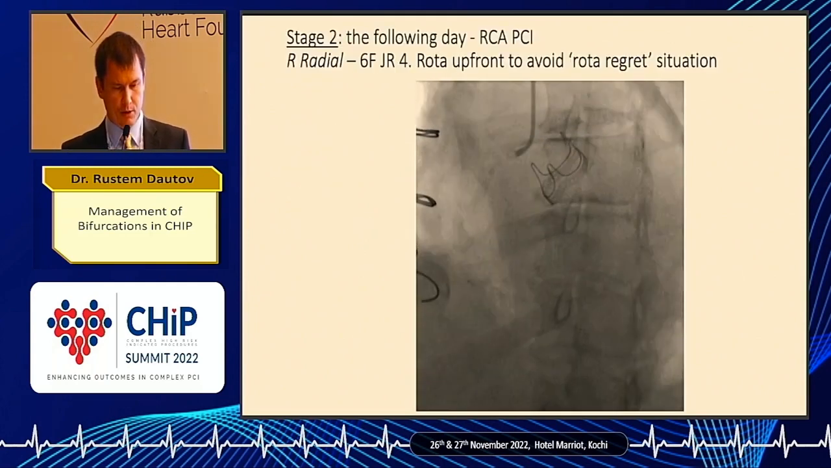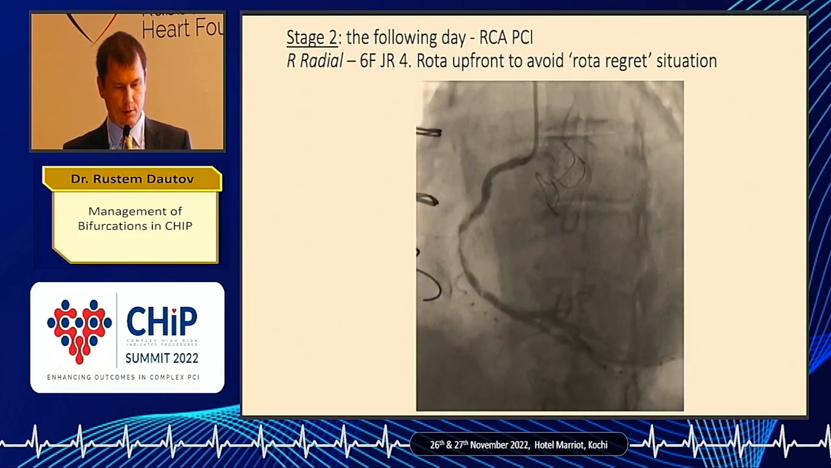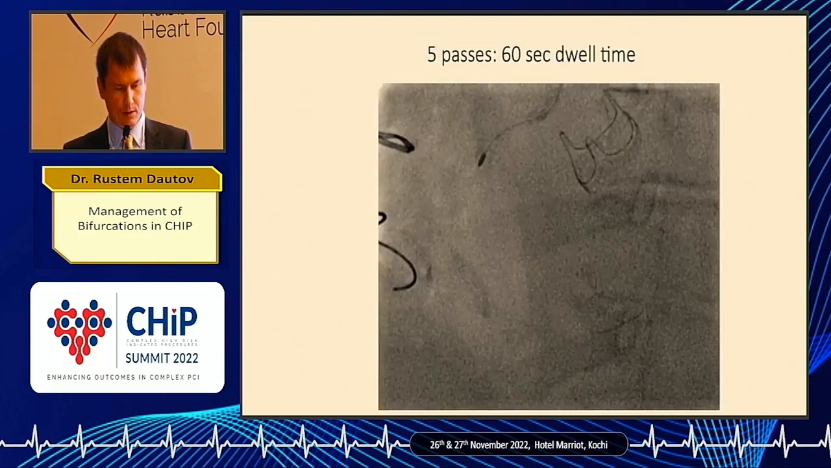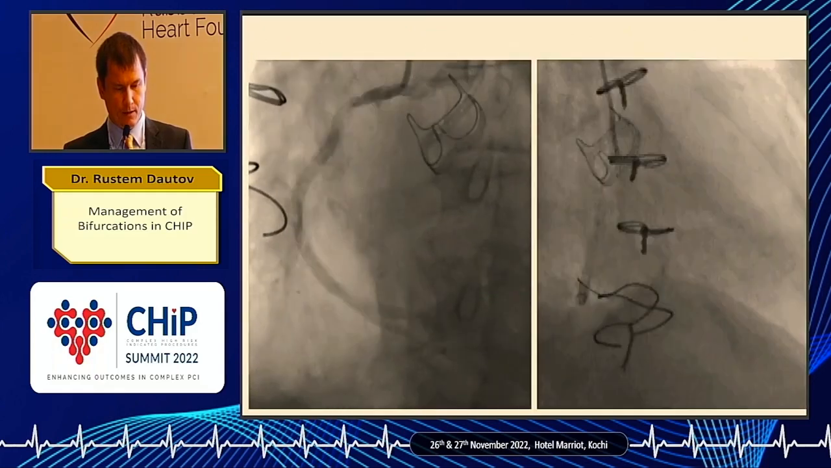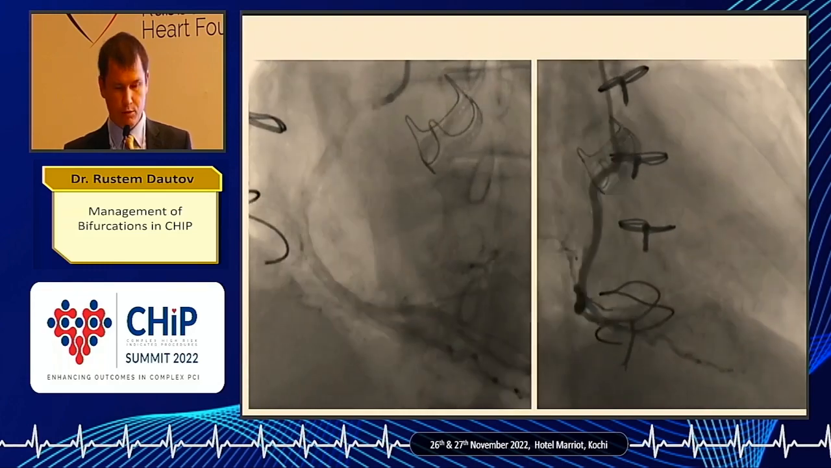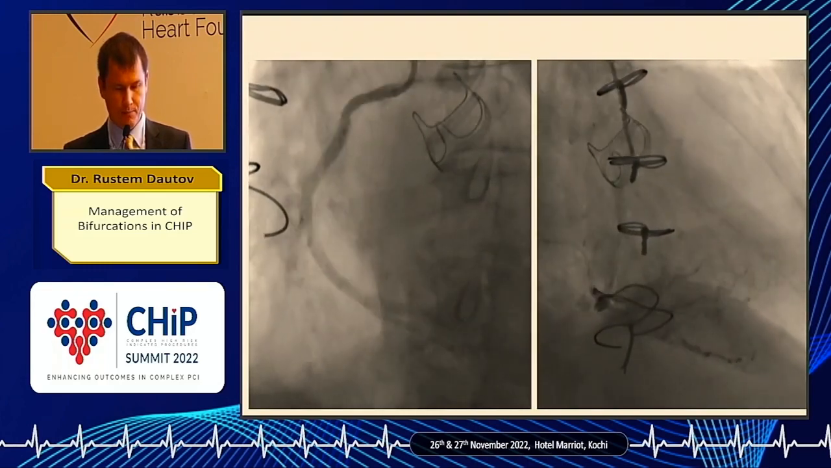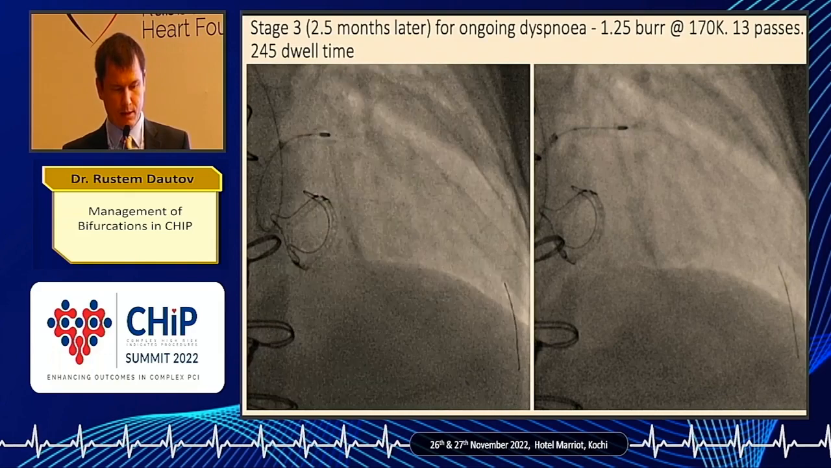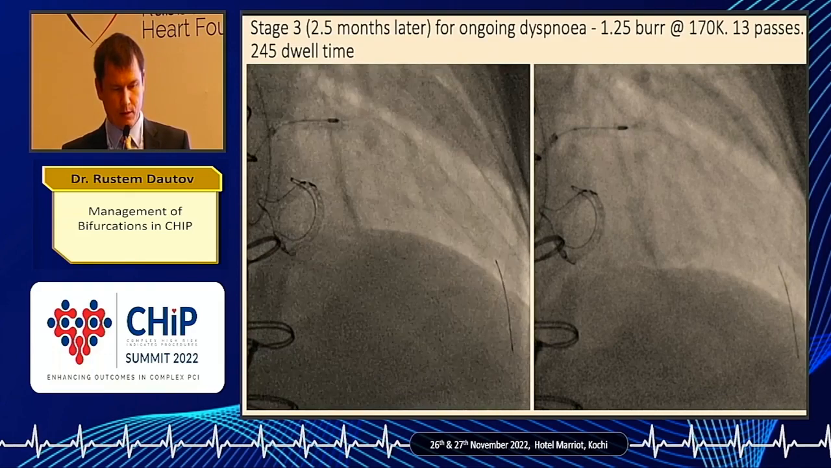So I brought the patient back the next day. She's still on balloon pump, more stable. And I did a rota PCI of the right coronary artery and put 1 or 2 stents there. As you can see, a lot of nodular calcium that will just persist there. And then I did a staged PCI at 2.5 months.